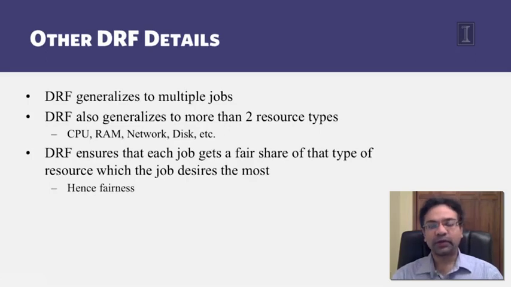So DRF, even though we've discussed it only for 2 types of resources, where a resource vector has only 2 components, the CPU and the RAM, also generalizes to cases where jobs might have multiple resource requirements. It also generalizes to cases where you have multiple jobs, not just 2 jobs in your system. So you can have multiple jobs, and each job can have CPU requirements, memory requirements, also network and maybe even disk requirements, and so on and so forth, and DRF would generalize even to those. DRF essentially ensures that each job gets a fair share of that type of resource which that particular job desires the most, meaning its dominant resource, and this is why DRF is in fact fair across different jobs with multi-resource requirements.